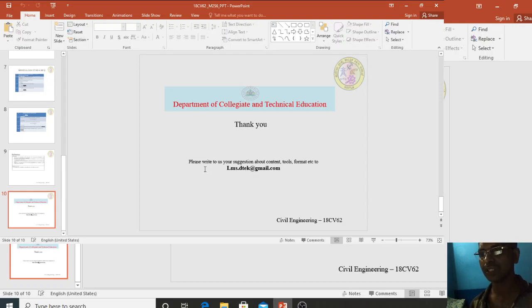So this is about the approximate method of determining the sigma z at any point. There are two methods. I am repeating: one is the equivalent point load method, and another one is the 2:1 method. I hope you understood the concept.